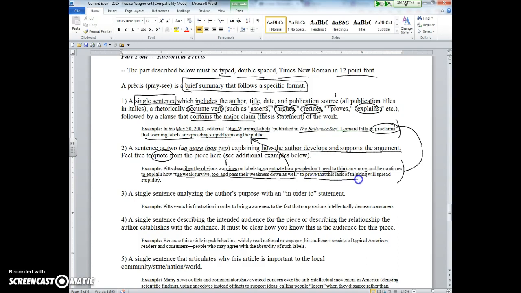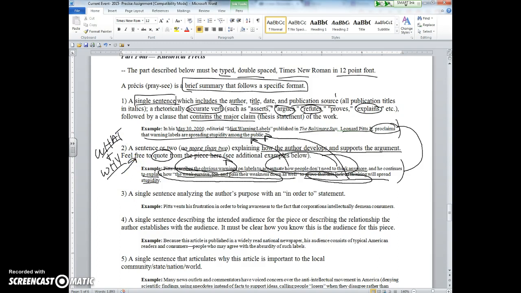And then to prove that this lack of thinking will spread stupidity, that's proving it to the argument. So notice how each one of these sentences has a what he does, why he does it. What he does, why he does it. So these are what and why. So think of question number 2 as the what and why.